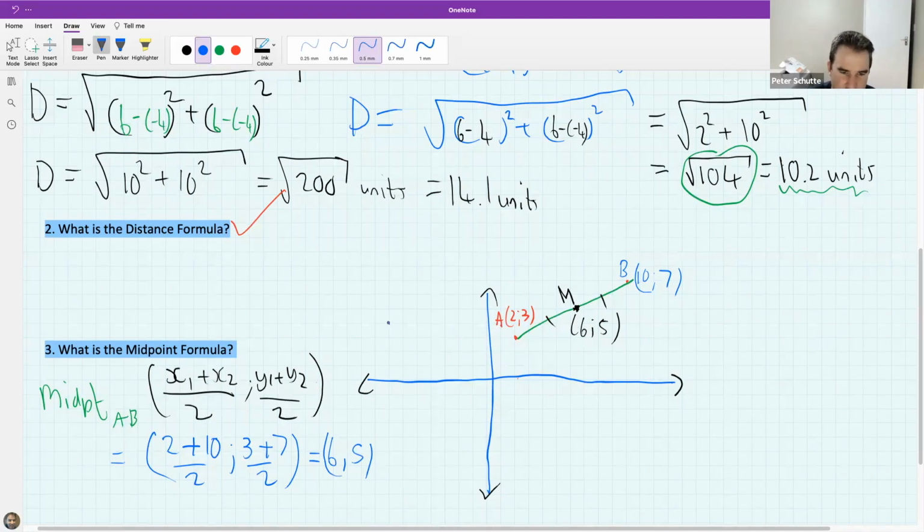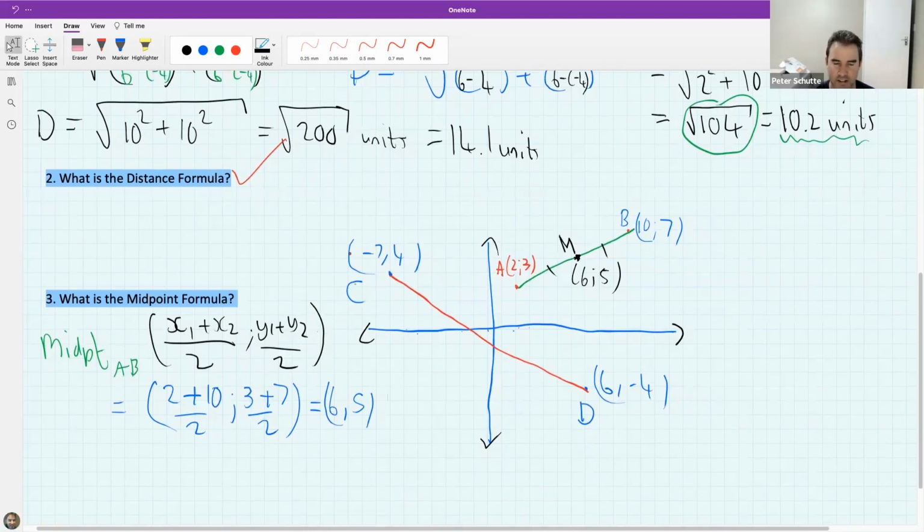But just to make sure you really know what's going on, let's choose two slightly harder points. So we'll make this 1, 2, 3, 4, 5, 6. So 6 across, 4 down. We'll make this D, and then we'll make this 1, 2, 3, 4, 5, 6, 7 across, and that's -7, 4. I want you to find me the midpoint between C and D. See if you can do that.